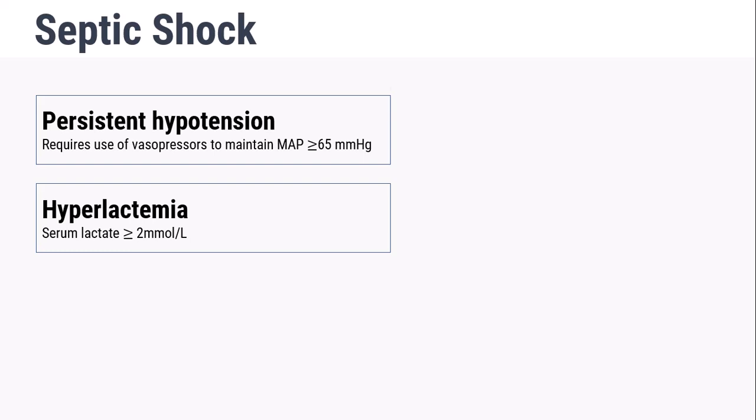Septic shock is a more severe form of sepsis, characterized by persistent hypotension despite adequate fluid resuscitation, which requires the use of vasopressors to maintain a mean arterial pressure, or MAP, of at least 65 millimeters of mercury. This condition is also marked by elevated serum lactate levels of greater than 2 millimoles per liter.